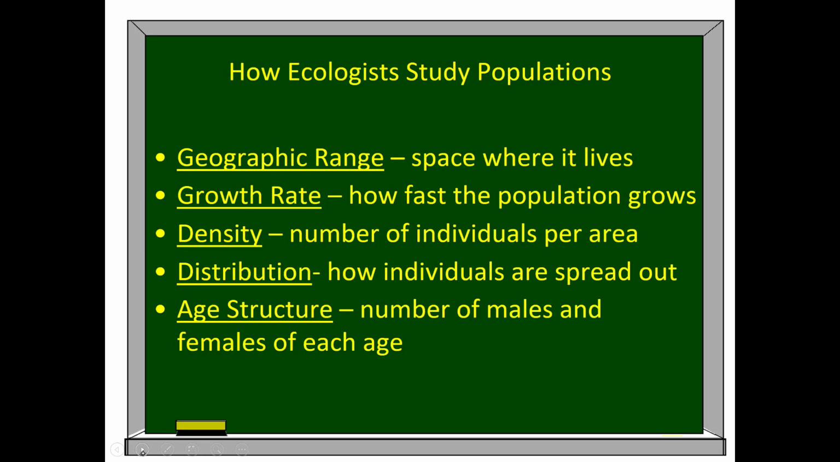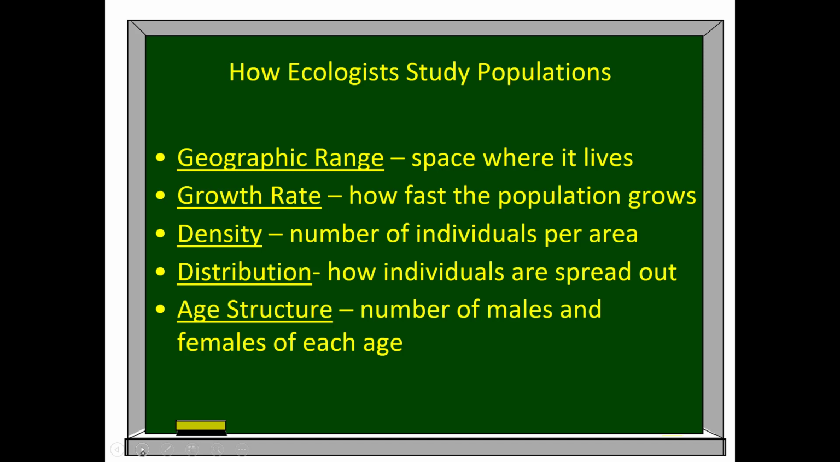Then we can look at distribution. Distribution is how the individuals are spread out. Are they all clumped together? Are they spaced out nice and even? Are they randomly spread everywhere? So distribution is just looking at how those organisms of that population are spread out in the area in which they live. And then lastly, we can look at age structure.